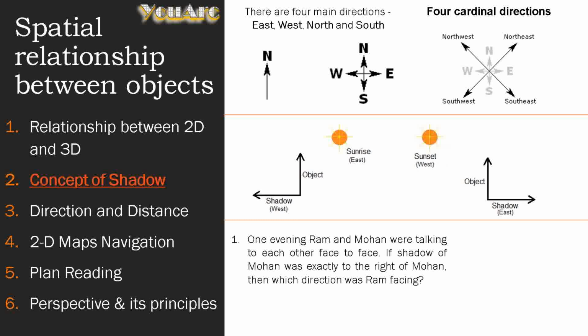So the questions will be asked like this. One evening, so evening means the sun is on the west side. Mohan and Ram were talking to each other face to face. Imagine you are one of them. Okay, if the shadow of Mohan is exactly on the right side of Mohan. Imagine you are Mohan. You are facing somebody called Ram, and your shadow is falling on your right side. Okay, the sun is on the west side. Remember that. Which direction is Ram facing? It's asking about the opposite person's direction.